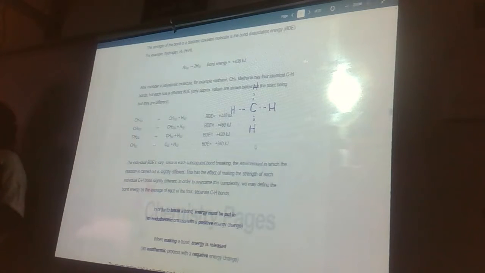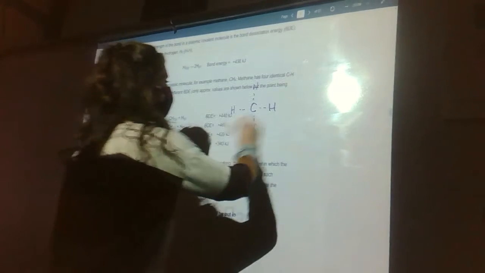Questions about that? So, if we ever do a problem with this, will it give us the bond dissociation energies? It will always give you bond dissociation energies. You do not have to memorize those at all. It will give you the information you need. Memorization in AP Chemistry is fairly minimal. Okay. So let's keep going.